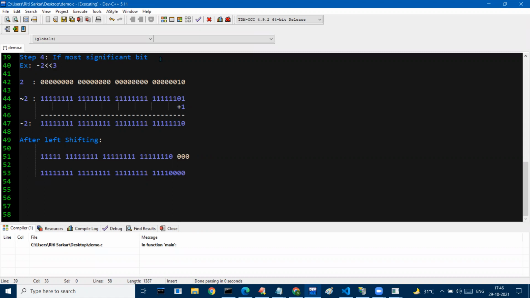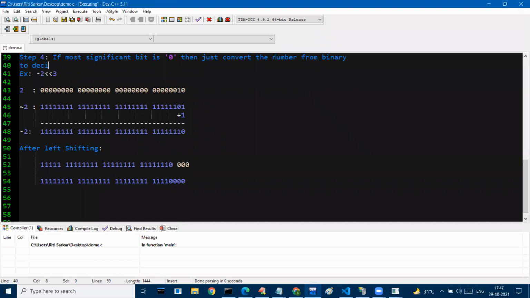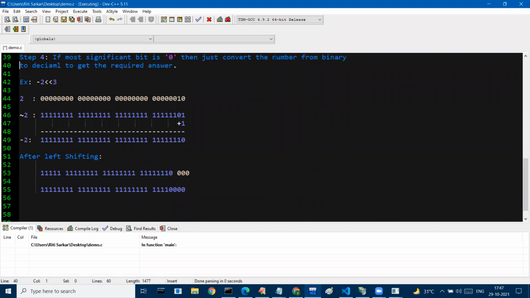If the most significant bit is 0, then it is very easy. Just convert the number, whatever number you got, from binary to decimal to get the required answer. But unfortunately, here the most significant bit is not 0.